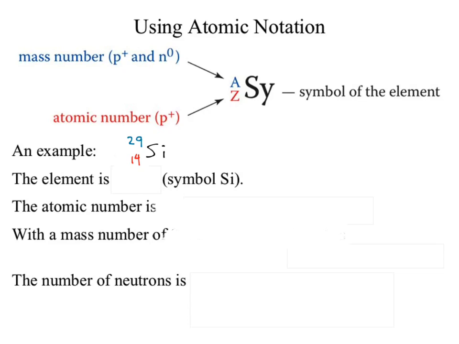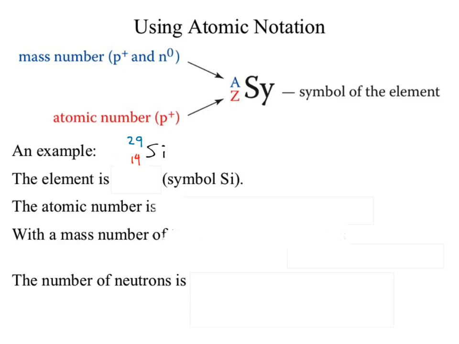So we have our example, 29 14 Si. The element is silicon. How do we know it's silicon? The symbol Si. Because you went through that elements to memorize list and you memorized silicon, because silicon is in the first 4 rows. Right? We've all done that? Yes. Okay.